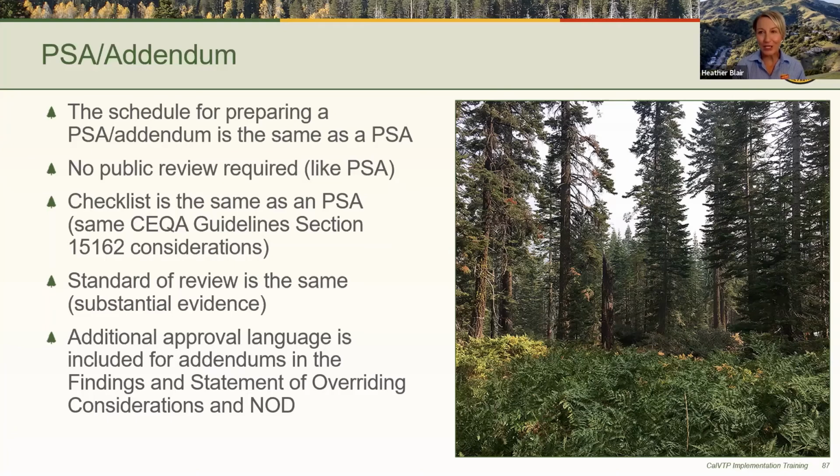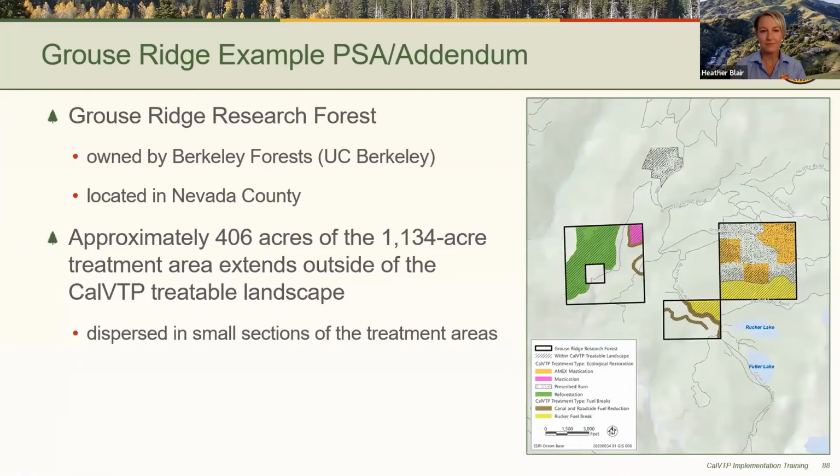One of the two projects used for this training is the Grouse Ridge Vegetation Treatment Project, which was completed under the CalVTP using a PSA/addendum. So all of the documents associated with that project, including the PSA addendum and the decision documentation, are available on the CalVTP website. Next slide, please.